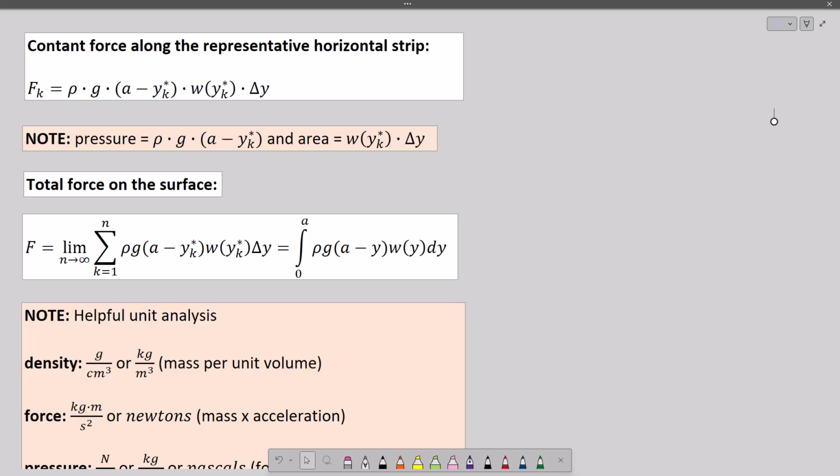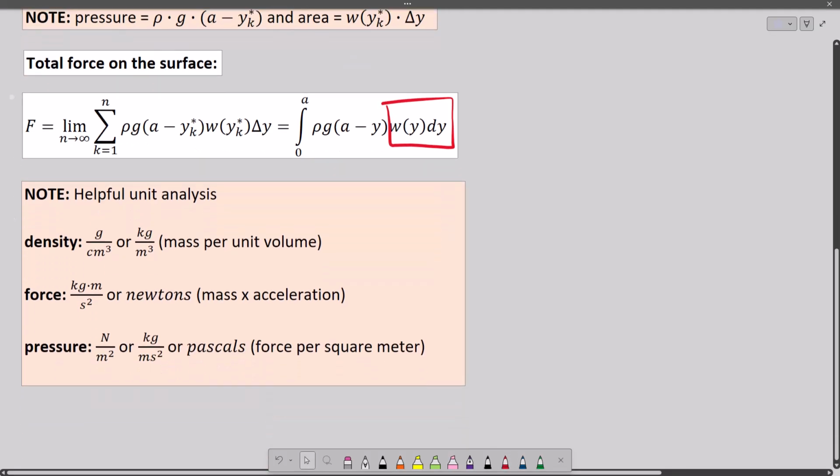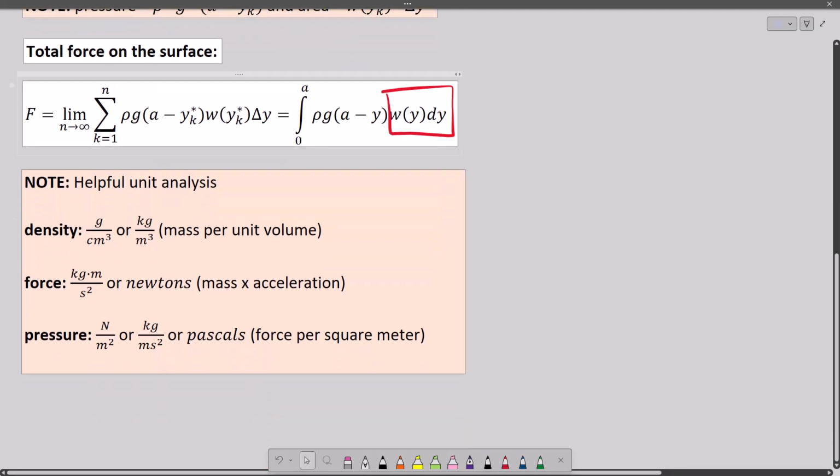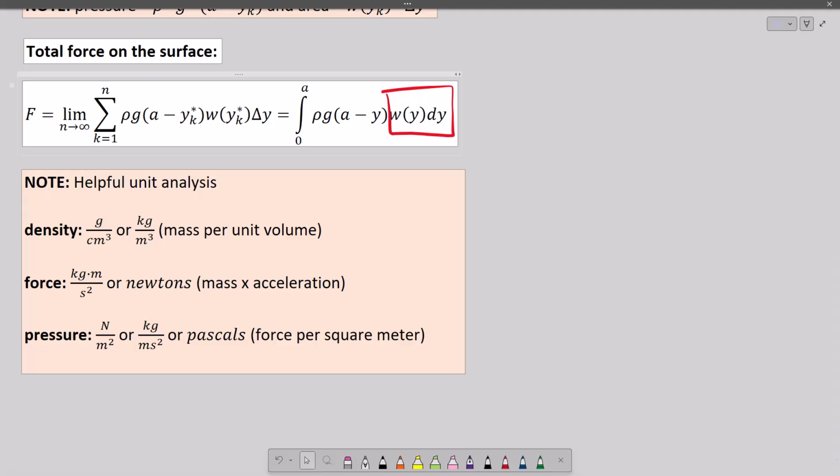We're still going to have ADD. This is going to be area then: the width of the strip times the thickness of the strip. Thickness would be the dy. You can look carefully at these units to convince yourself. Pressure is force per square meter, which we call a Pascal, or Newton per meter squared. If you want to use Pascals, you can.